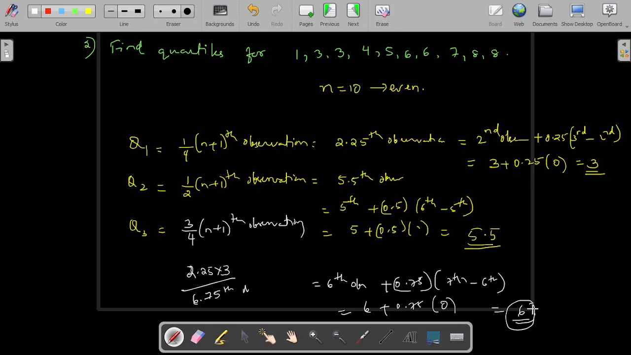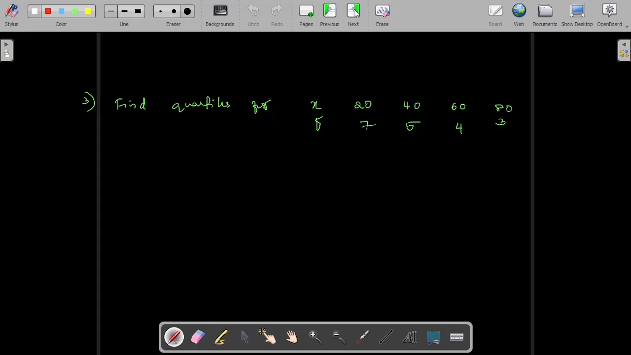So this is how we calculate the partition values when the number of observations is even. It is the same method, but you have to remember this data is ungrouped and without frequencies. Earlier the number of observations was odd, here the number of observations is even. Now see the next problem, find quartiles for this data.